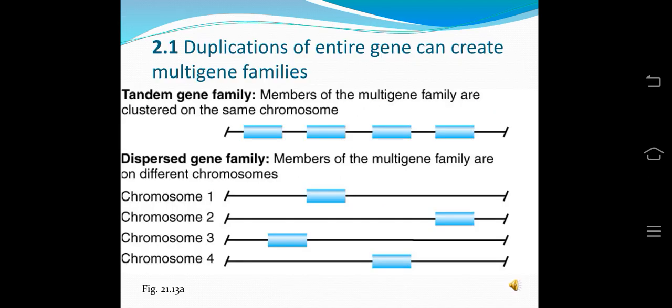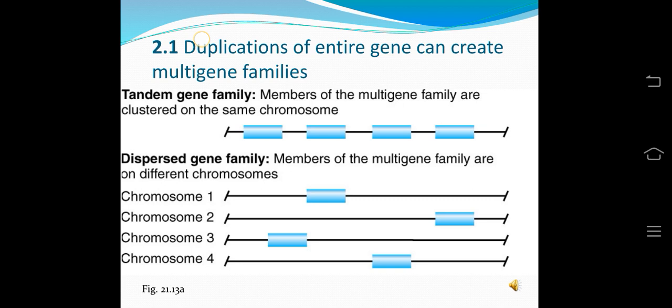Then duplication of an entire gene can create multigene families. Tandem gene family: members of the multigene family are clustered on the same chromosome. Then dispersed gene family: members of the multigene family are on different chromosomes. Chromosome 1, chromosome 2, chromosome 3 and chromosome 4.